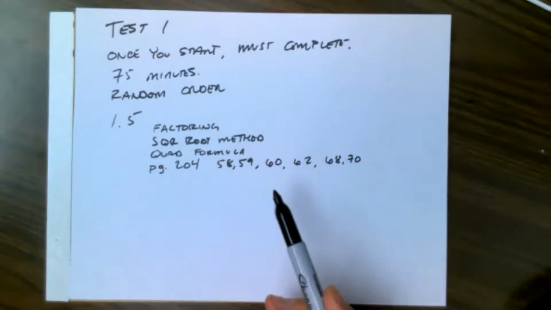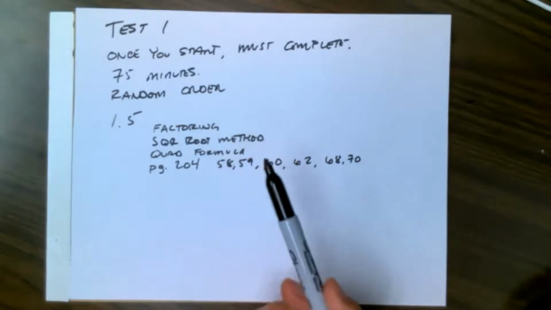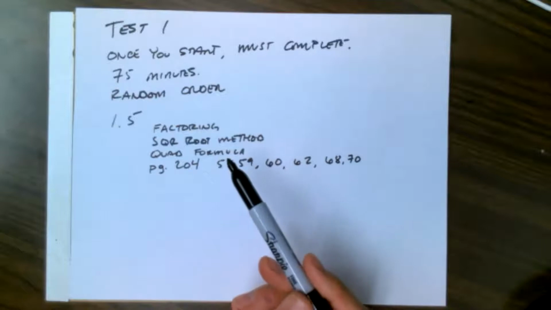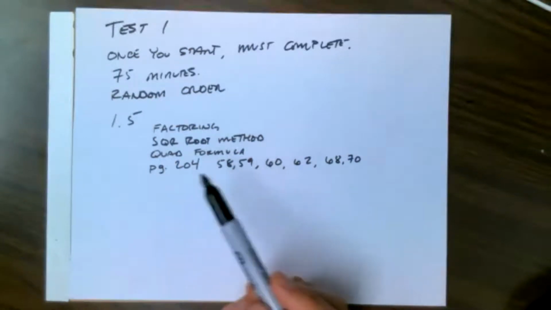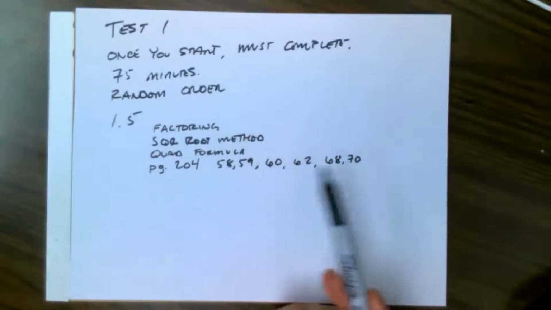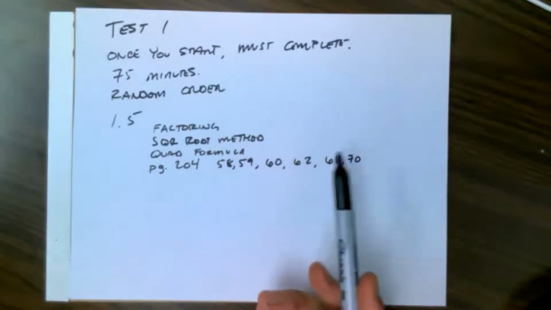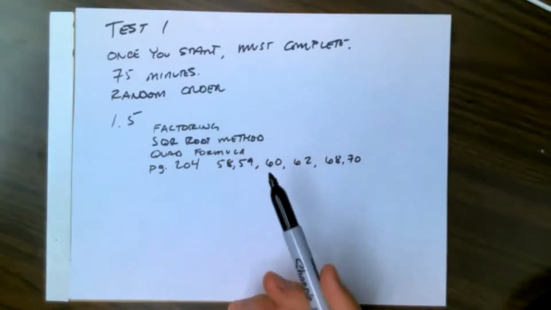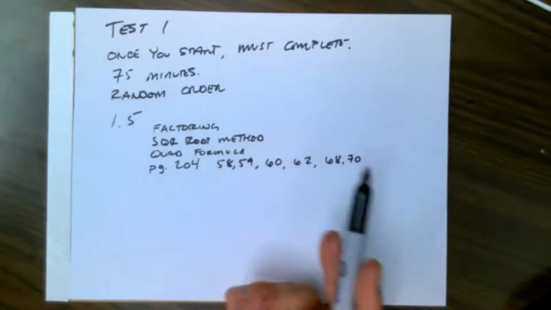Okay, that's what we need to know from 1.5. We need to know how to factor it. We need to know how to do the square root method. We need to know how to do the quadratic formula. And then these are just some basic questions that are going to look like the ones on the test. Now, mind you, they're going to be multiple choice. They won't be worked out, you'll just have to choose which one.